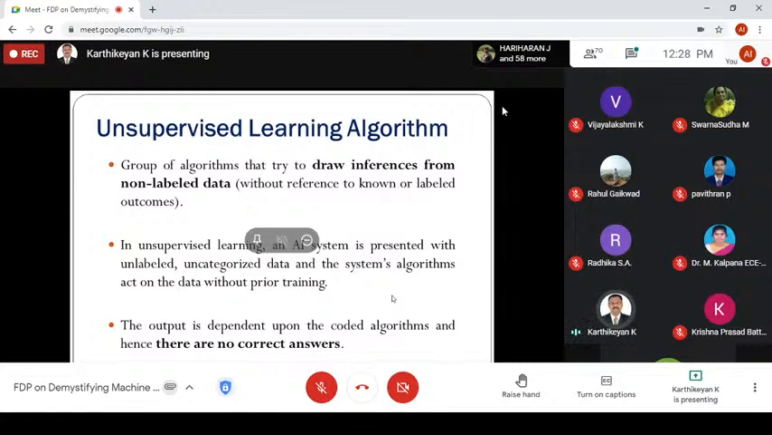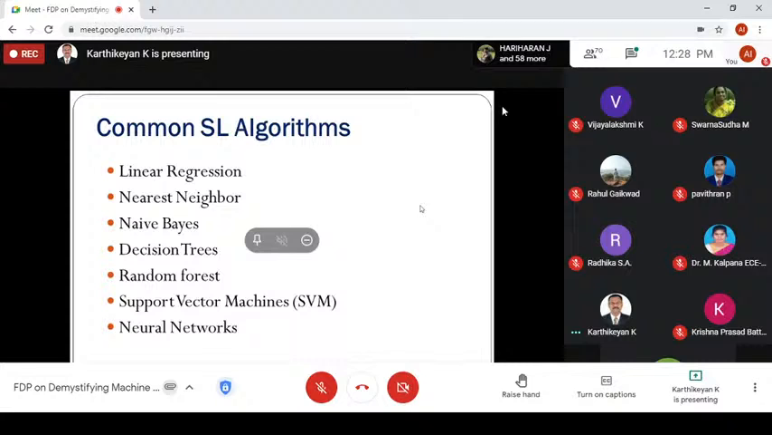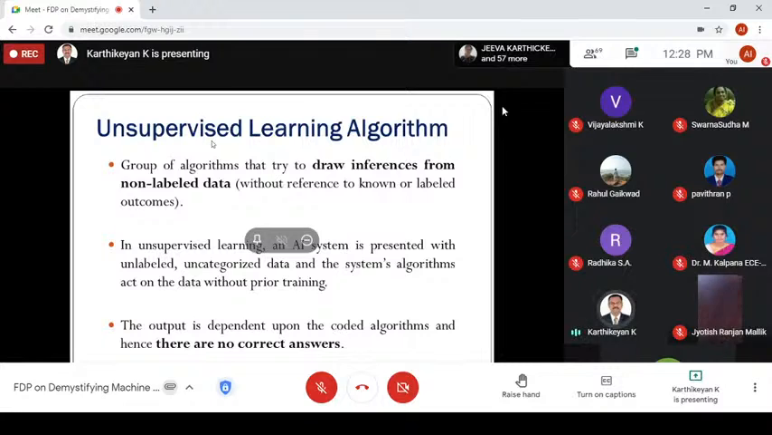Then we will go one by one through the algorithms, like what a linear regression is, what a nearest neighbor is. So all those things we will see once we see the classifications. Right? Okay. Now, coming to unsupervised learning. So what is unsupervised learning? As I told you earlier, there will be no label here.